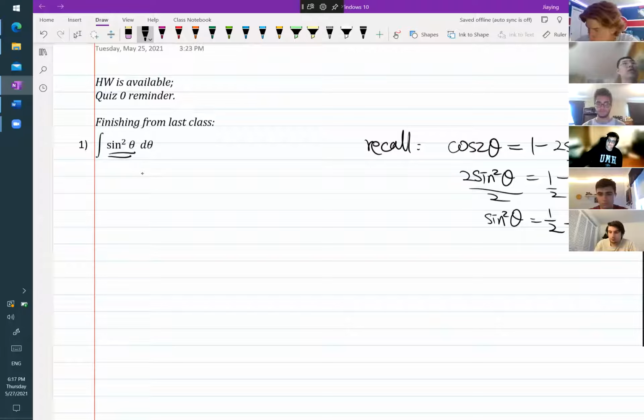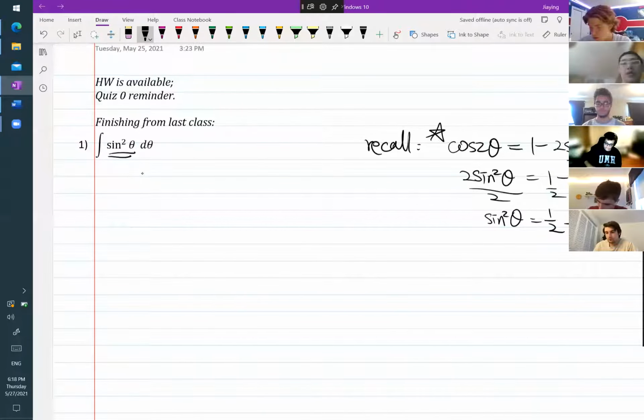So that's the trick we're going to use to substitute for sine squared theta first before we integrate. Every time you're integrating sine squared theta or cosine squared theta, think about this double angle formula.